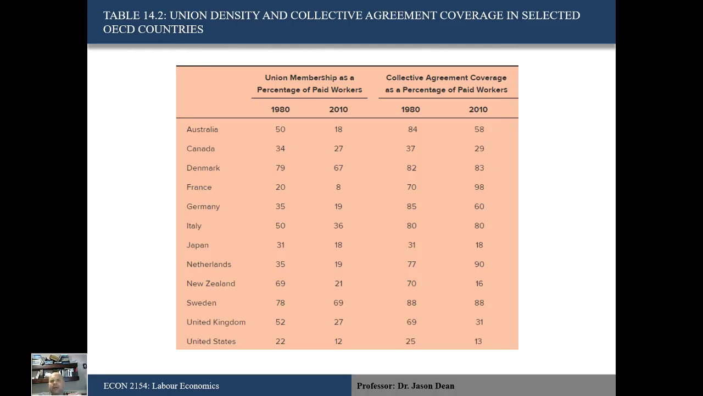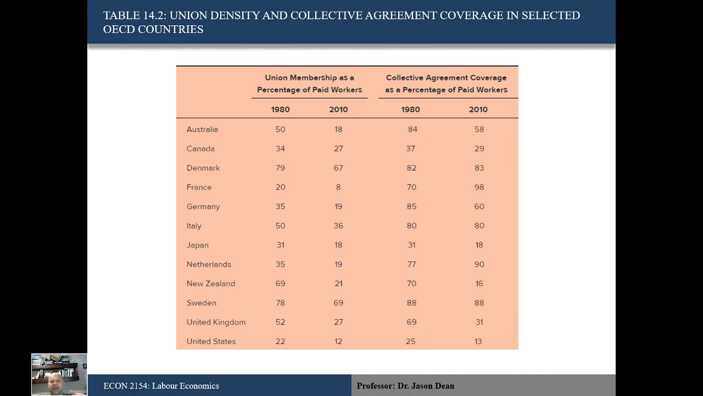If we look at Canada, we see that between 1980 and 2010, either of the measures changed very little. In both cases, they had a slight decline. Union membership as a percentage of paid workers went from 34 to 27%. Our collective agreement coverage measure went from 37% to 29%. The data in this table also highlights some other interesting remarks.